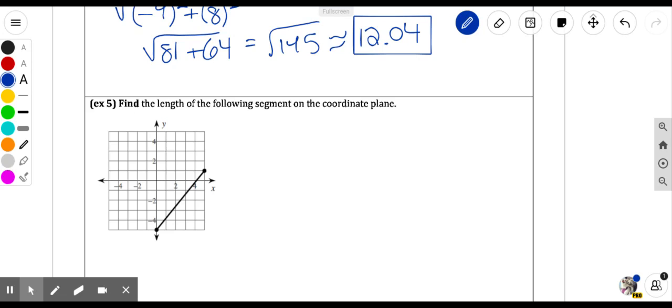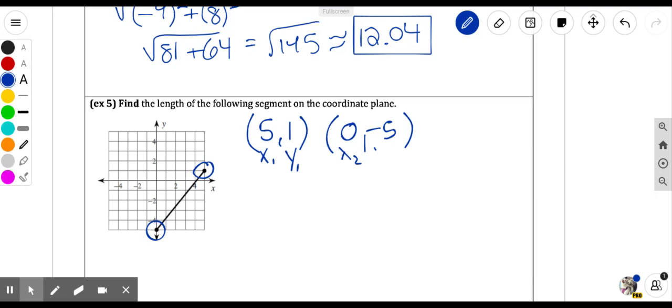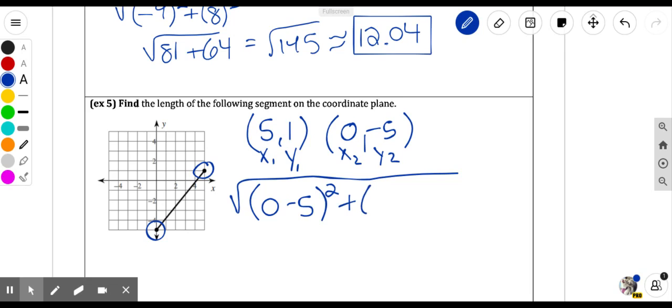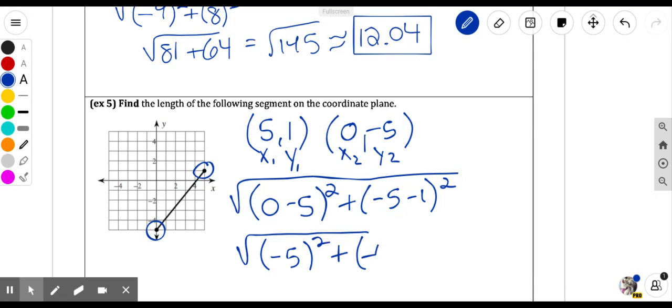Okay, so the first thing that you want to do is identify the ordered pairs. So this is going to be 5, 1, and 0, negative 5. Then we're going to label. Plug in. So it's x2 minus x1, so 0 minus 5, plus y2 minus y1, negative 5 minus 1. So this is going to be negative 5 squared plus negative 6 squared.